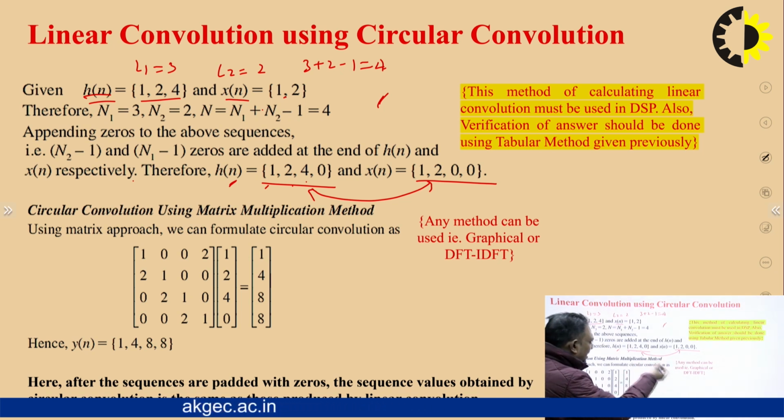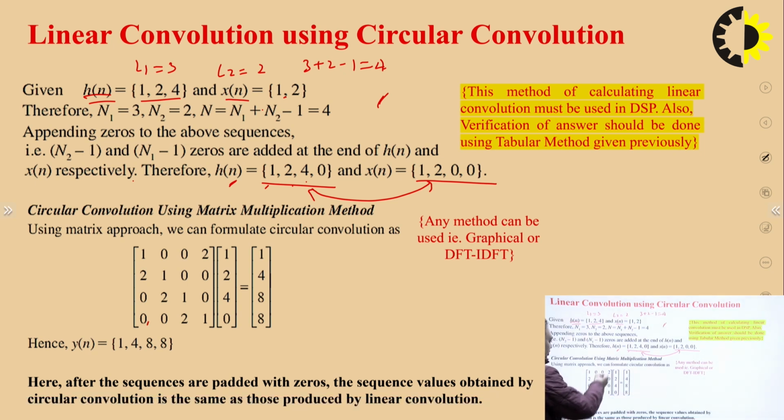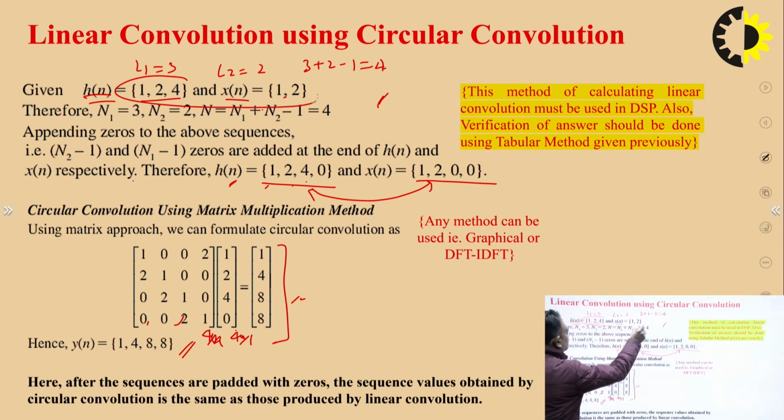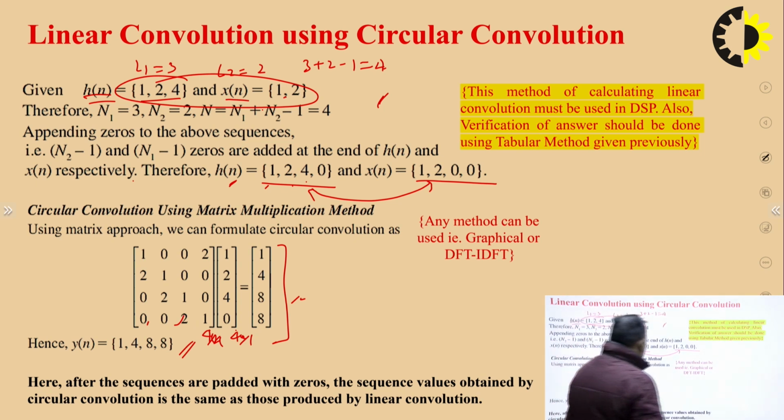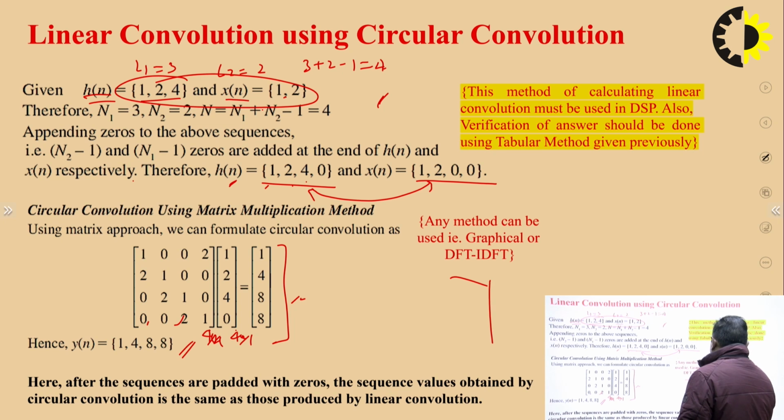using the matrix method. Okay, so simply you have taken the second sequence for the matrix multiplication, 1 2 0 0, and you have made this matrix 4 cross 4. The other is 1 2 4 0, which is 4 cross 1. So finally you have the value 1 4 8 8, and this is nothing but the linear convolution of the sequences 1 2 4 and 1 2.